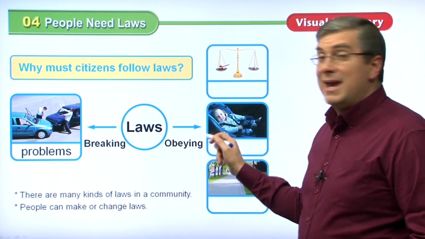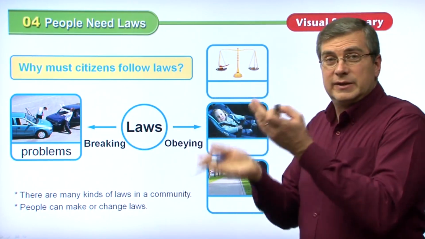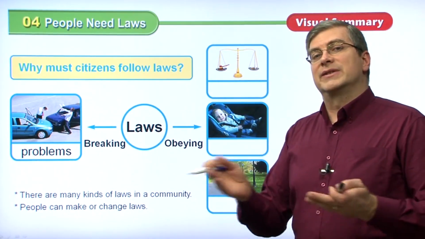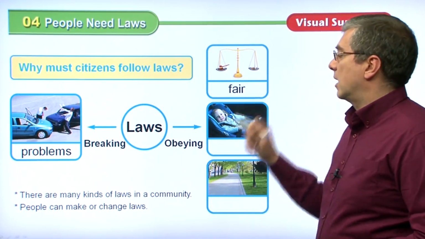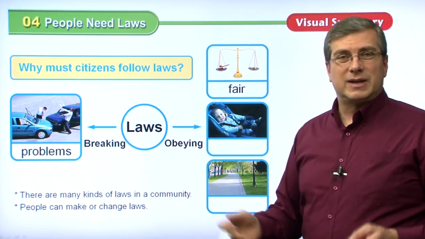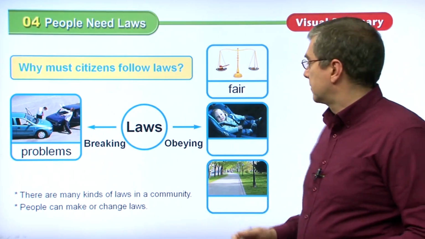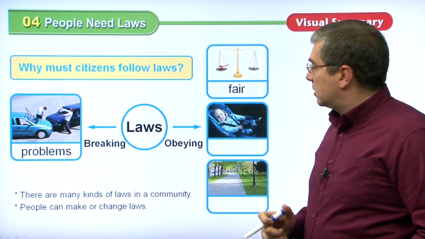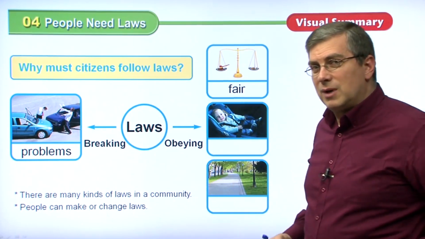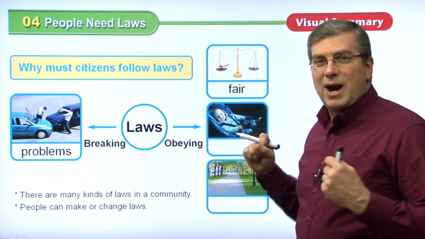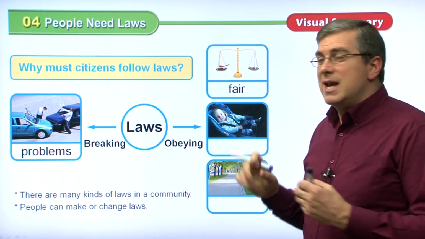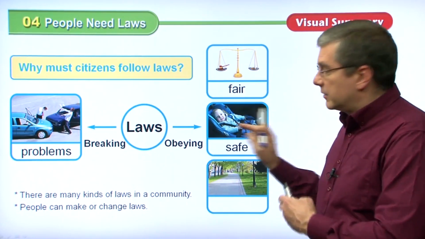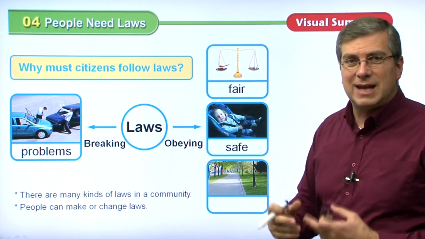Now, what happens if they obey the laws? We can see this picture here. This is a scale. It's showing 2 things that are equal or the same. If things are equal or the same for everybody, we say that it is fair. So people who obey the law, the society or community will be fair. Also, this little baby right here, right? That little baby looks very what? Buckled up, right? He's buckled up in the car. He's riding in a special child seat. These things make the baby safe. So we obey the laws, people will be safe.